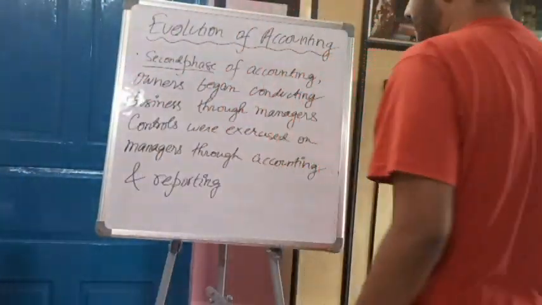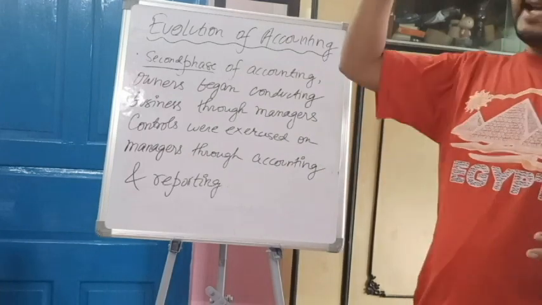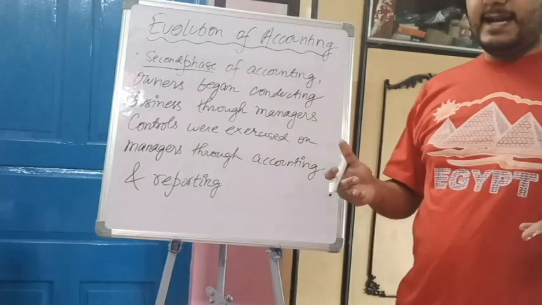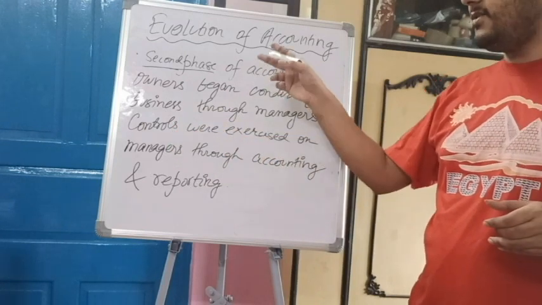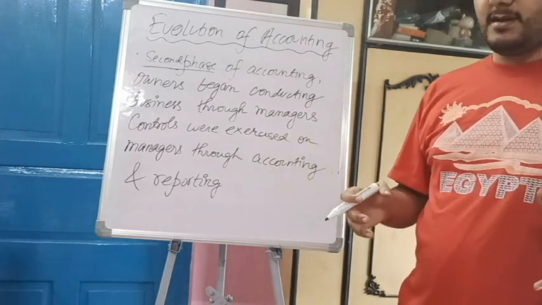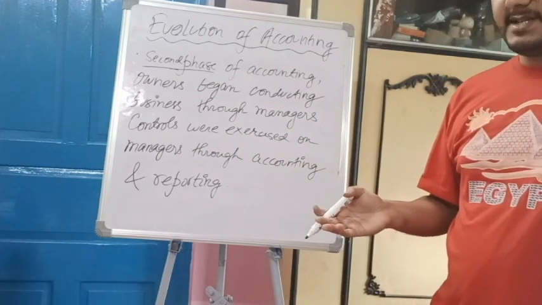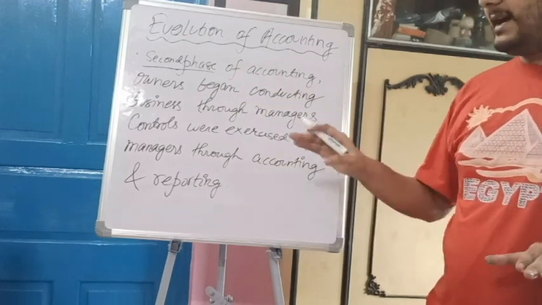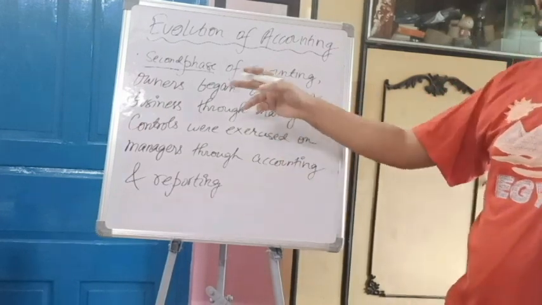So, the second phase of accounting is where the owners began conducting their business through managers. That means owners were at the top and they used to give instructions to the managers, and accordingly they used to function. And how was it done? Who exercises control? The owners, obviously, over the managers. How? By accounting and reporting. That means you must report or show me accounts, what has been done over the course of time in the business, and seeing that, the owners would keep a tab on the managers and overlook the business. This is the second phase of accounting.